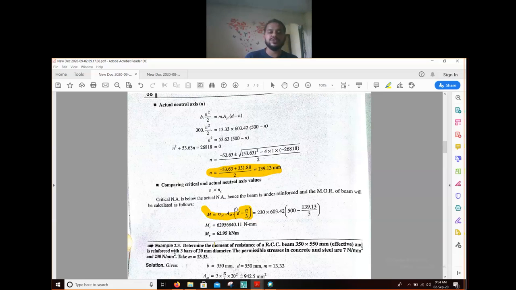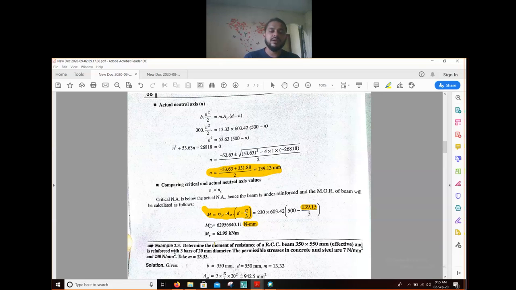Okay, so now use this formula to find out moment of resistance. M equal to sigma st ast into d minus n by 3. Sigma st is 230, ast is this one, d is given, and n is our actual neutral axis, not the critical neutral axis. This n is the actual neutral axis depth, 139.13, this value. If you put all the values, your unit will be in terms of Newton and millimeter, because sigma st is in Newton per millimeter square, ast in millimeter square, d is in millimeter, n is in millimeter.